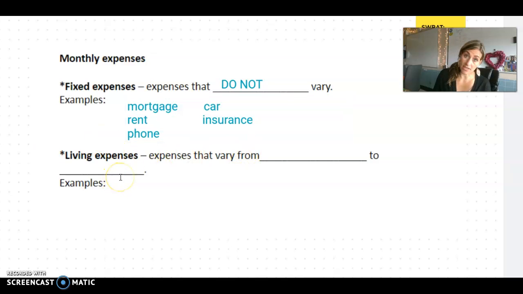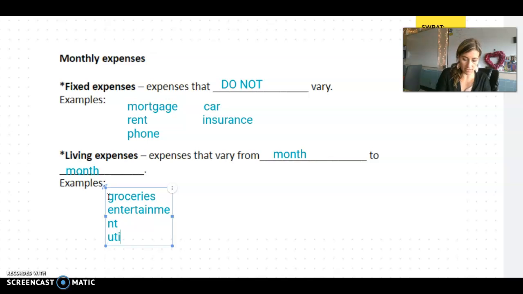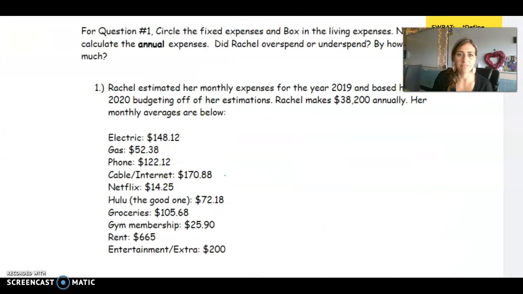And that's what yesterday's lesson was about, when we talked about projected and actual expenses. Those things help you plan ahead. So I know that in March and April I have to have more money, so I plan ahead for that. Or in the summer when I don't get paid, we have to plan ahead for that. So living expenses vary from month to month. Examples: groceries, entertainment, utilities, those are three. All right, moving on.